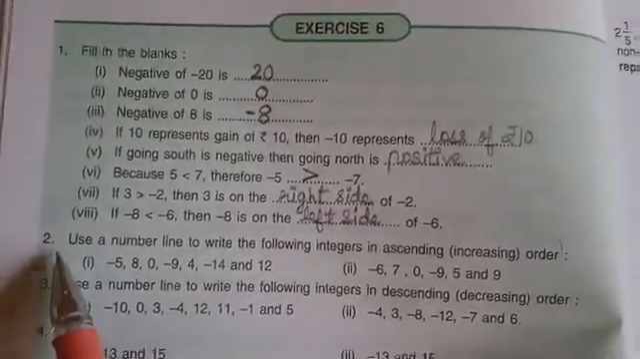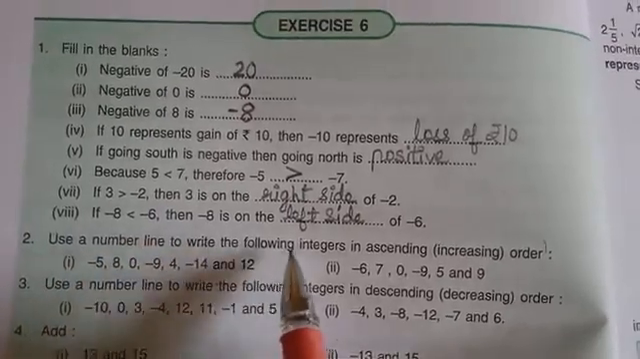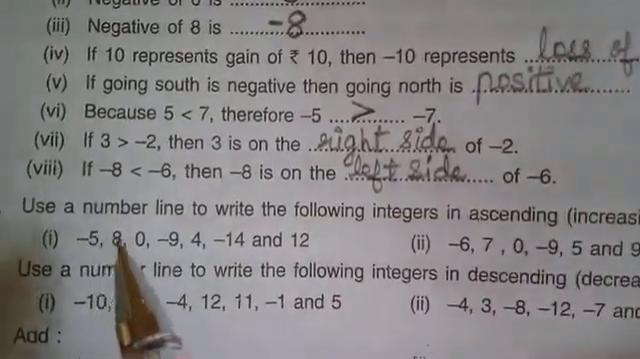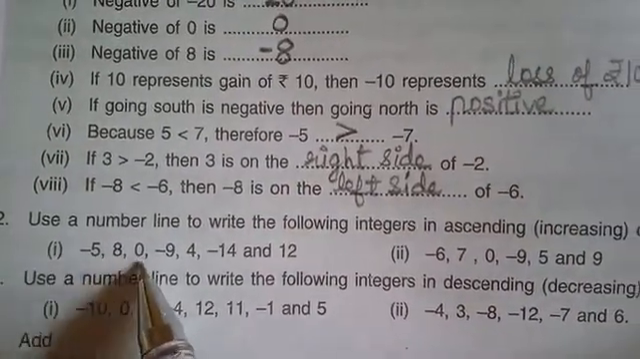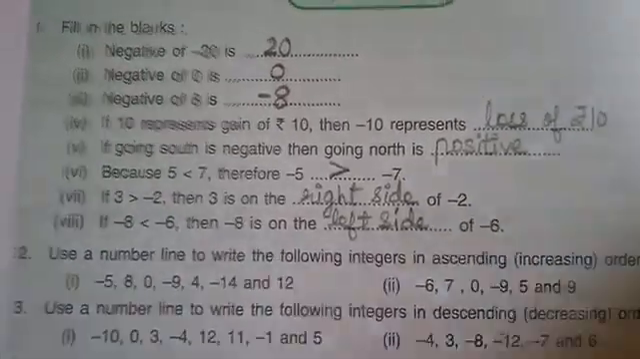So let's see question number 2. Question number 2 is: use a number line to write the following integers in ascending order, that is, increasing order. The integers given are -5, 8, 0, -9, 4, -14 and 12. Now how to do it, let us see.